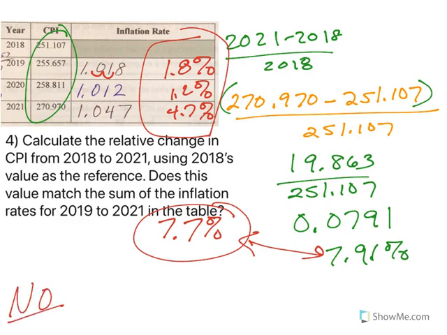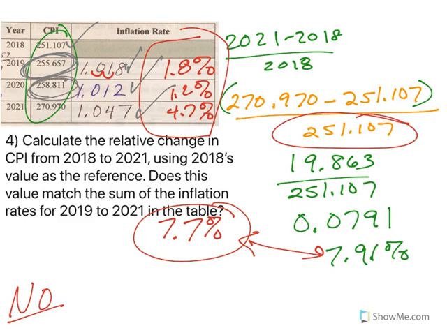And the reason is all about reference values, right? When we found the 2018 to 2021, the reference for all of those, the one piece was just the 251. But for each of these items in our table, we had a different reference, right? Only for 2019 did we use the 251 for the reference. For 2020, the reference was 255,657. For 2021, the reference was 258,811. So because the reference changed every time, that gave us a different sum. And that makes a huge difference. So relative change is not additive.